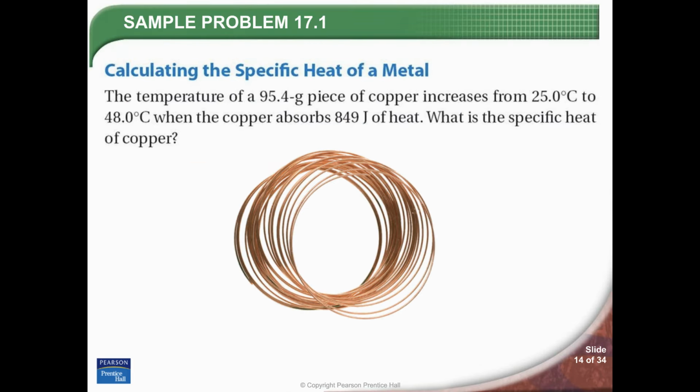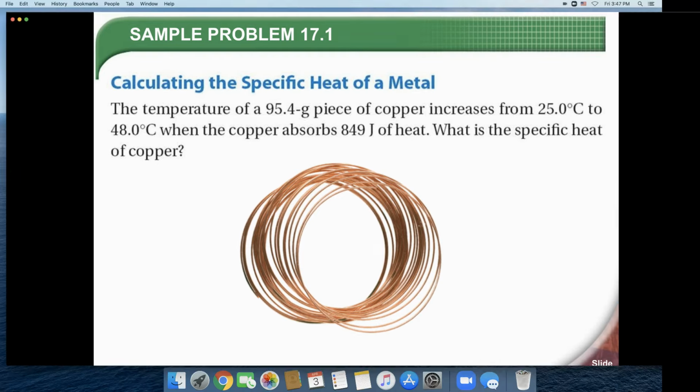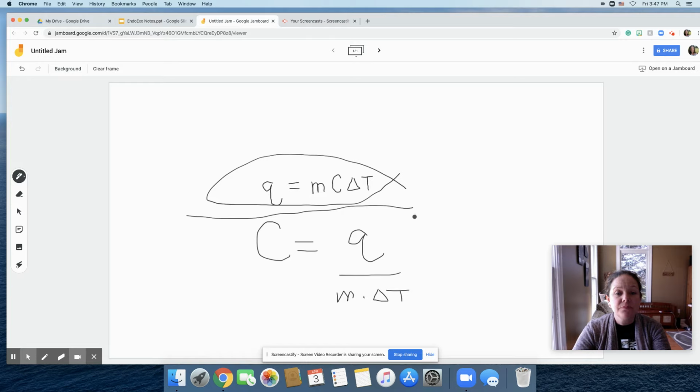All right, so calculating the specific heat of a metal. Here is a practice problem. If the temperature of a 95.4 gram piece of copper increases from 25 degrees Celsius to 48 degrees Celsius when the copper absorbs 849 joules of heat, what is the specific heat of copper? Okay, so let's look at that together.